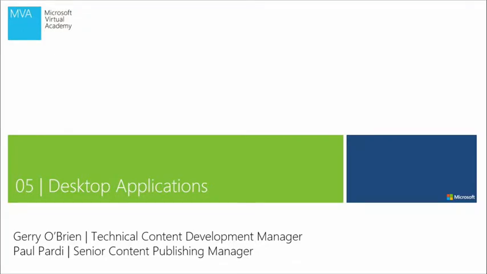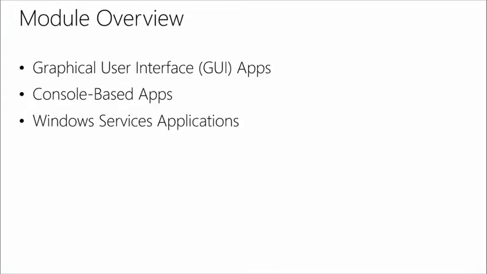This module is designed to give you an overview of what you might expect to encounter when developing applications that will run on standard desktops, laptops, servers, anything that is non-smartphone, mobile platform, or web-based. We're going to take a look at 3 different types of desktop applications in this module. We'll give an overview of them, talk a little bit about what they consist of, and give a demonstration of what some of them look like. We're going to cover graphical user interface applications, demonstrate console-based apps, and then have a little discussion on Windows Services applications as well.